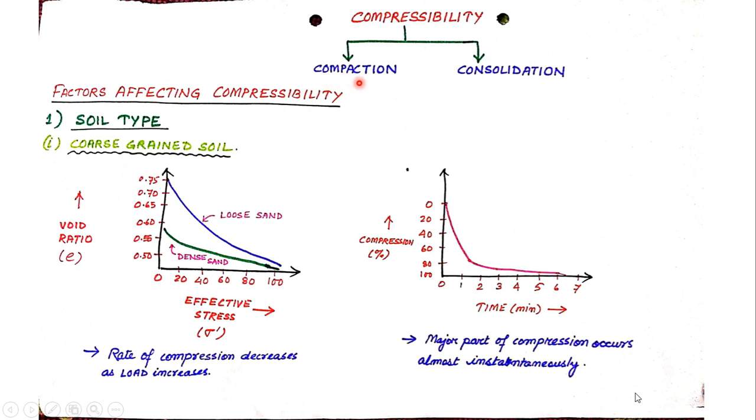Compaction, on one hand, is a very instantaneous process, that is, it occurs in a very small amount of time, whereas consolidation is a time dependent process. That means it takes a lot of time to take place.